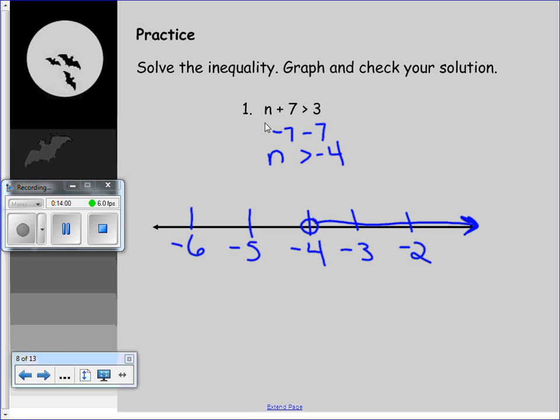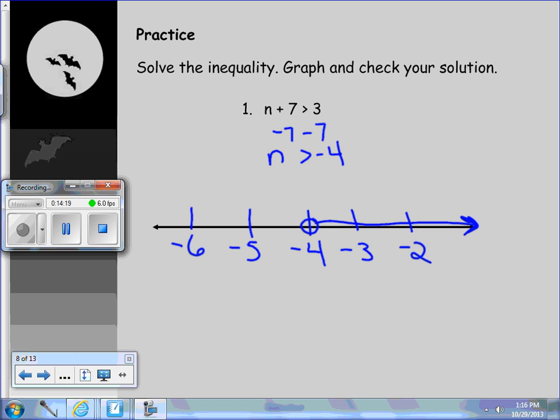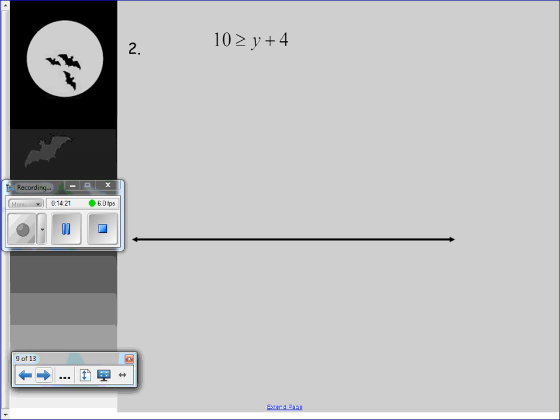So now we have in this inequality, n is greater than negative 4. Open circle because negative 4 is not included. Any number that we put in for the variable n that is greater than negative 4 will make the inequality true. Let's move to the next example.